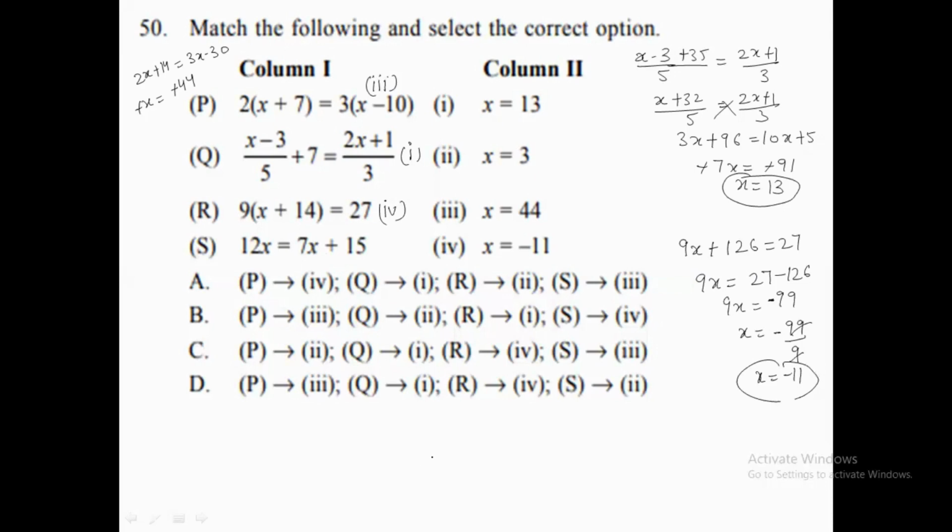Let's solve this one: 12x equals 7x plus 15. So 12x minus 7x equals 15, so 5x equals 15. The value of x will be 3. That is option number 2. So P is the third one, then first, then fourth, then second. Third, first, fourth, second. That is option number D. Understood? Okay. Thank you so much, everyone.